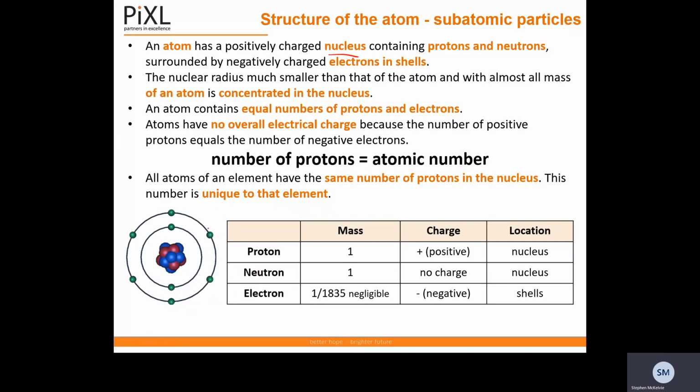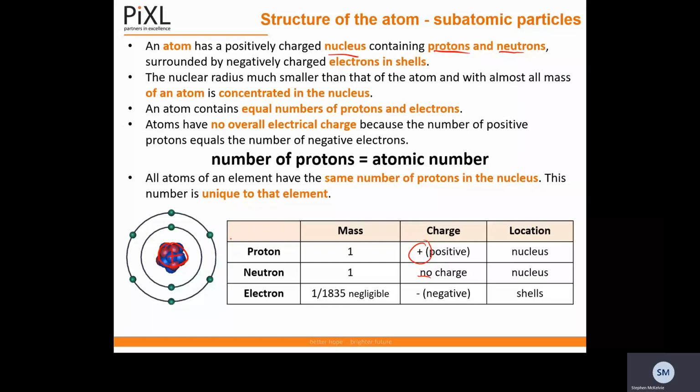The nucleus is the center of mass of the atom. It's where almost all the mass is contained. And we have to remember that it is positively charged because it contains protons and neutrons. Protons have got a positive charge and neutrons have got no charge. So it doesn't matter how many protons and neutrons there are in the nucleus, it will always be positively charged.